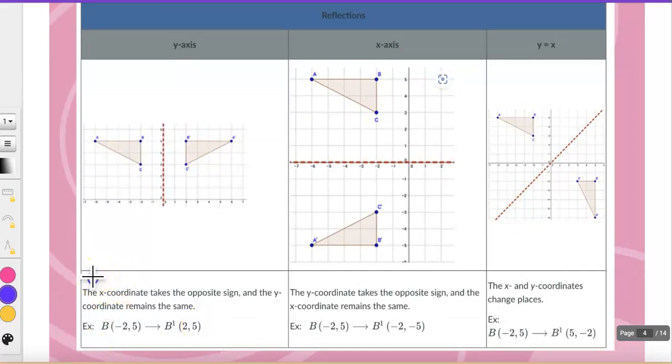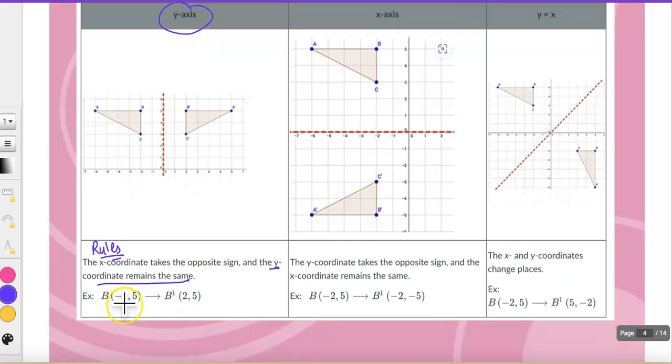and I gave you the rules over here. So these are the rules which you should keep in mind: when you reflect across the y-axis, the x coordinates take the opposite sign and the y coordinates remain the same. So you can just take, here you go. Your rule over here is, if it is x comma y, again it changes to the opposite sign.